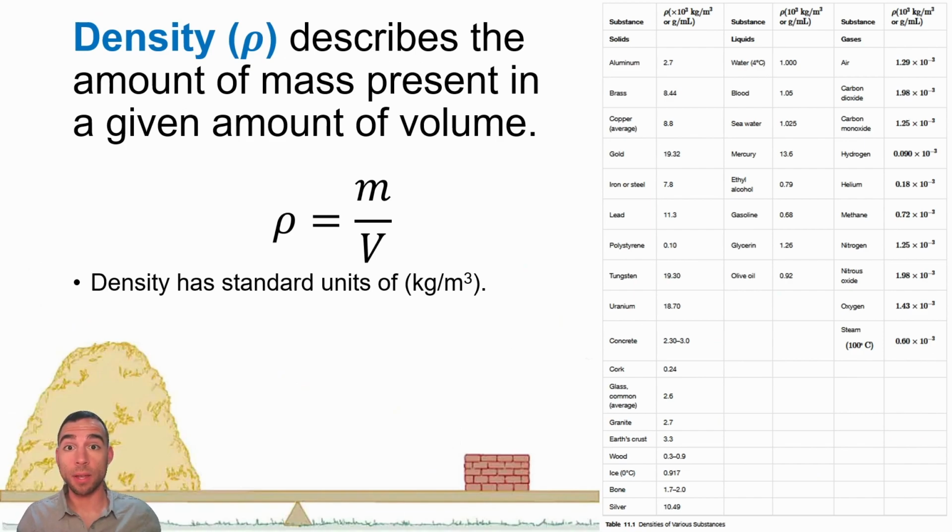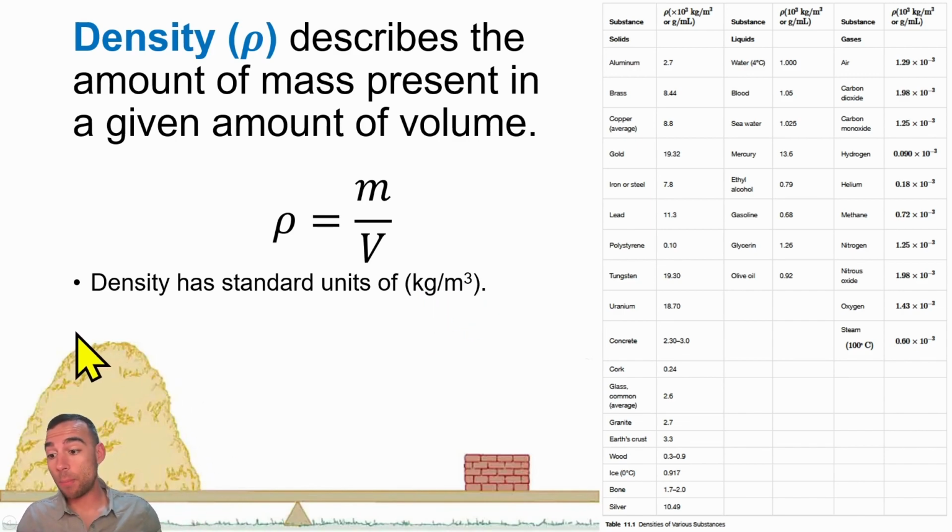Density describes the amount of mass contained within a given volume of material. So density, which we use the letter rho for, is the mass divided by the volume for some substance or fluid. Since it has mass over volume, the standard units of density are kilograms per meter cubed.